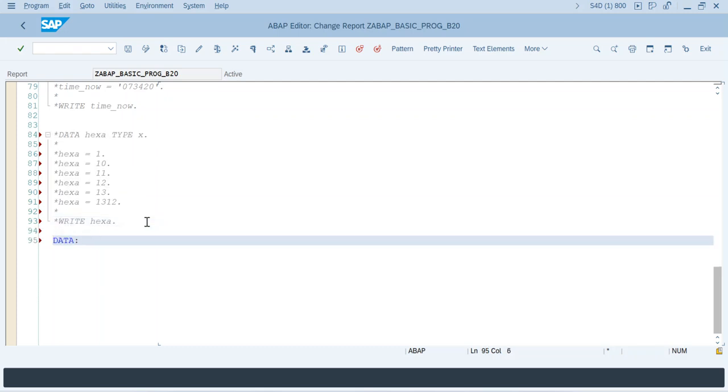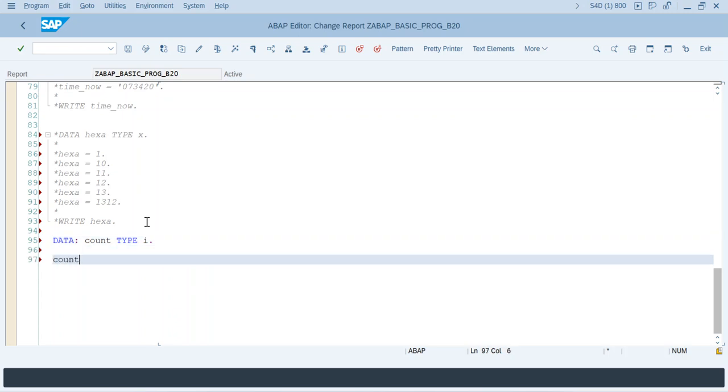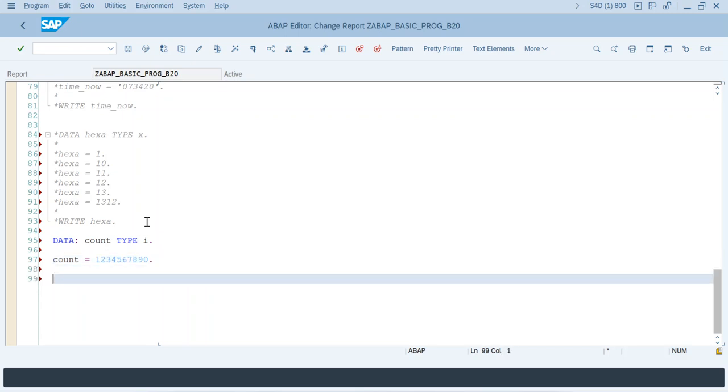So data, and let's say maybe I'll just say count type I. You cannot say length 10. You cannot increase or decrease the memory of this. You can only say type I. The system automatically allocates 4 bytes, and inside count I can store up to 1 2 3 4 5 6 7 8 9 and 10 numbers. And let's say write count. Let's do pretty printer and I will show you in the debugger.